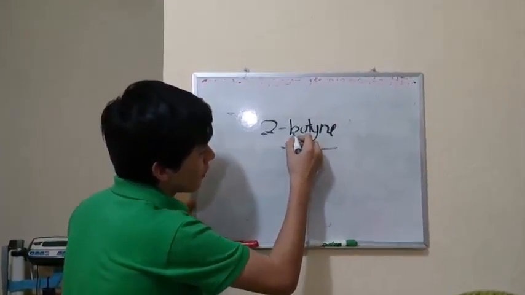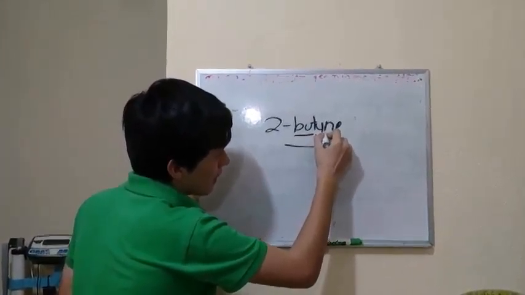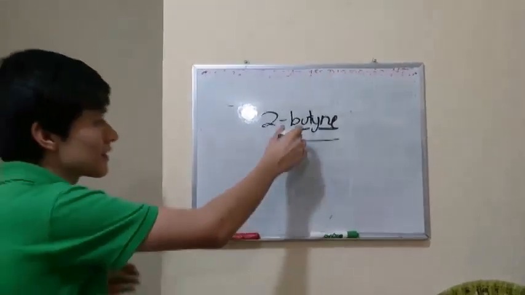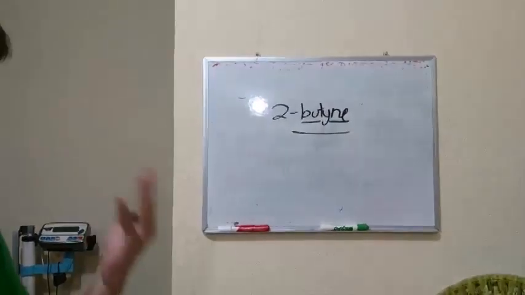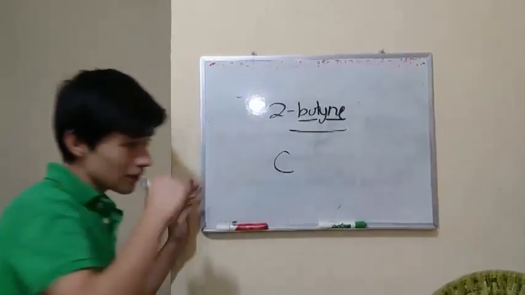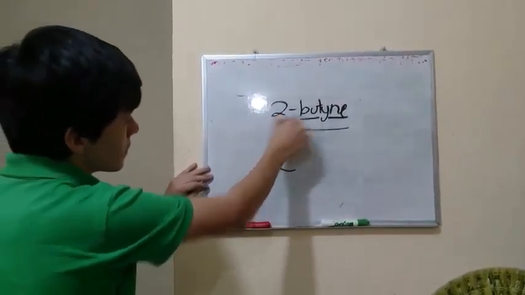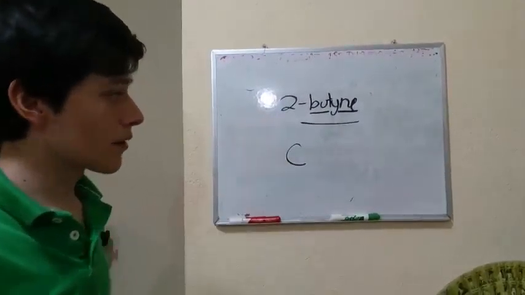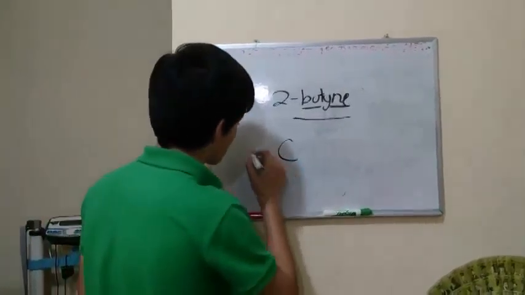As you can see here, we have a "but" and "yne". The "yne" stands for an alkyne, and "but" is the prefix that means that we have 4 carbons. So it will be like this. Another hint is that you have the number 2 here. So it means that we have the triple bond on this second carbon. So it can be like this.